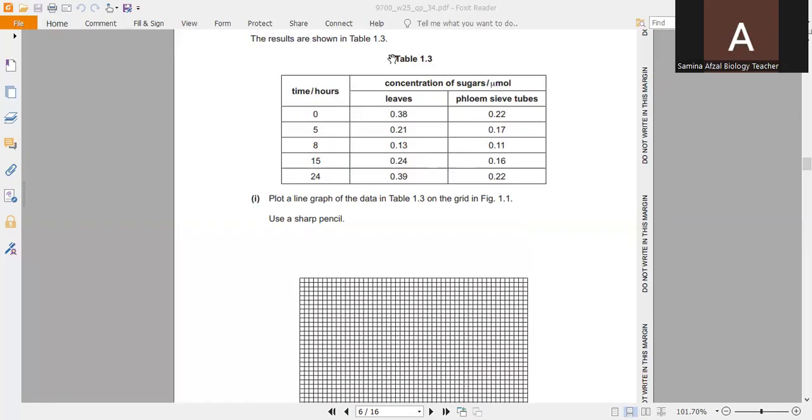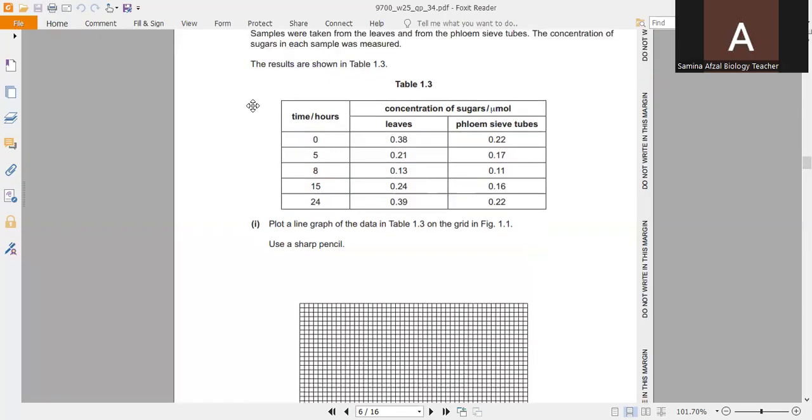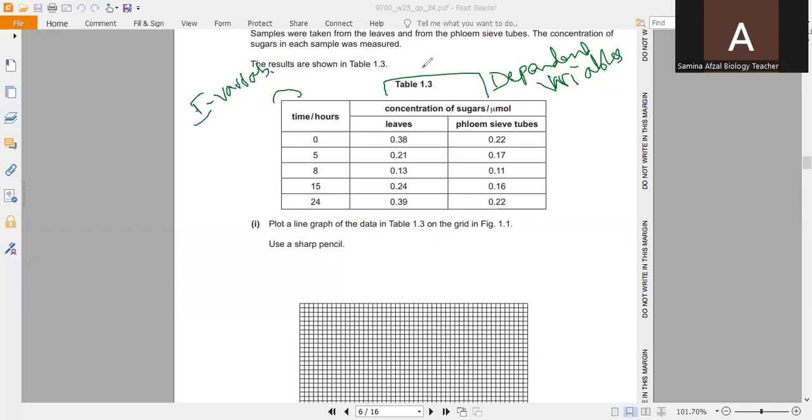So the independent variable in this table is time in hours, which will be taken on the x-axis, and these two are dependent variables which will be taken on the y-axis. The time starts from 0, and the values are different. So two curves will be formed in this.